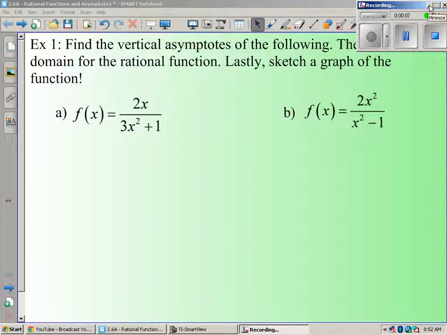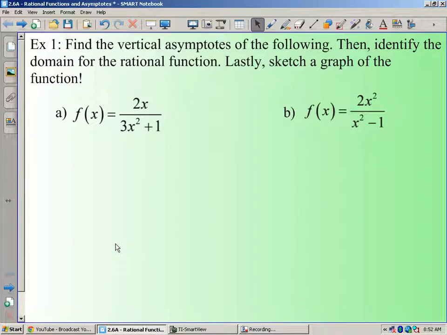Today we are going to talk about rational functions and asymptotes, but if you have any questions on these examples, please bring them to class so that we can talk about them. This first example says find the vertical asymptotes of the following, identify the domain of the rational function, and lastly sketch the graph of the function.